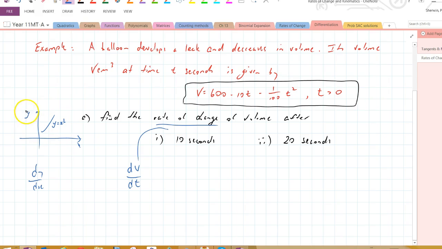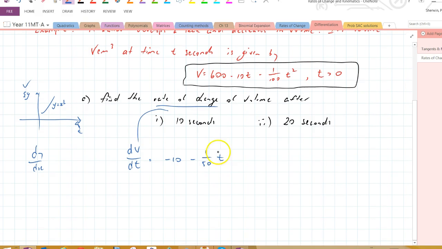Here's the same deal, except now we've got a V here and a t here, and we want to know what's happening with V with respect to t. What's the rate of change? How quickly is it changing at various points? So we differentiate this function. dV/dt is, well, let's have a look. That 600 goes to 0, we get minus 10, the 2 comes down, so it's minus 2 over 100 or minus 1 over 50, and the t squared becomes t. So it's minus 10 minus 1/50 t. That's the rate of change. That will deliver for us the rate of change at any point t.